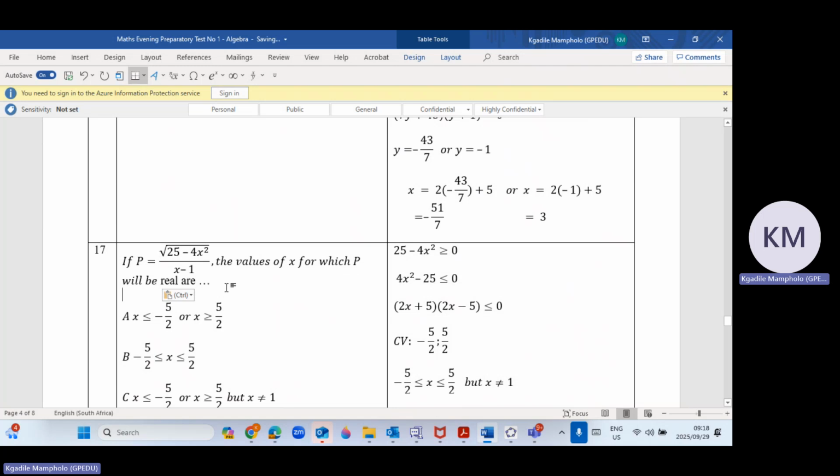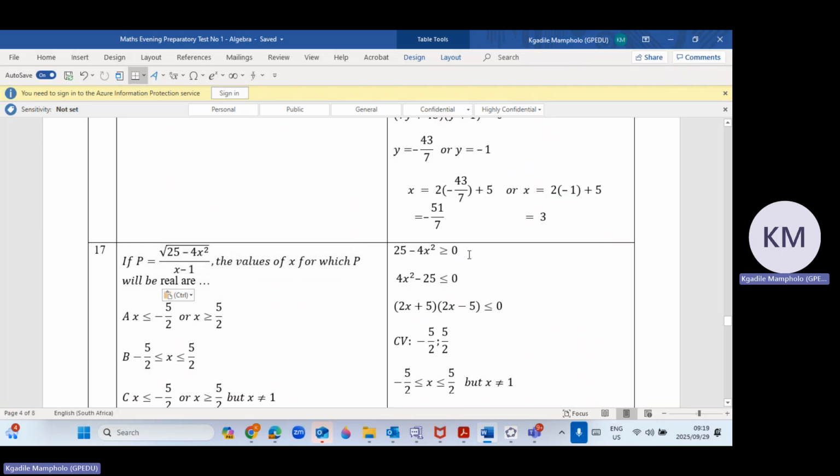Here it says if p equals 25, the square root of (25 minus 4x squared) over (x minus 1), find the values of x for which p will be real. Remember, the number inside the square root can be real if it's greater than or equal to 0. Remember, the square root of 0 is 0. The square root of a positive number is a positive number. But there's no square root of a negative number.